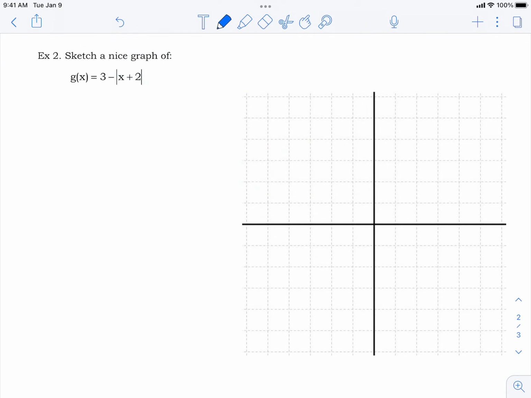Okay, sketch a nice graph of that thing. We've been using the so-called shotgun approach to make our graphs. This is a g function, I guess. Where would you center your shotgun?